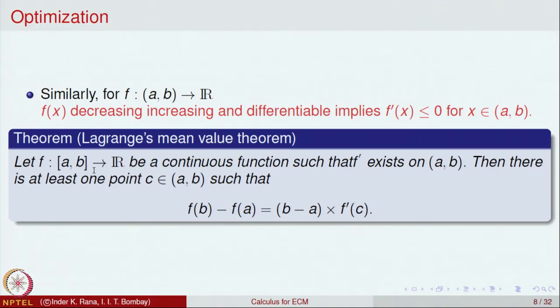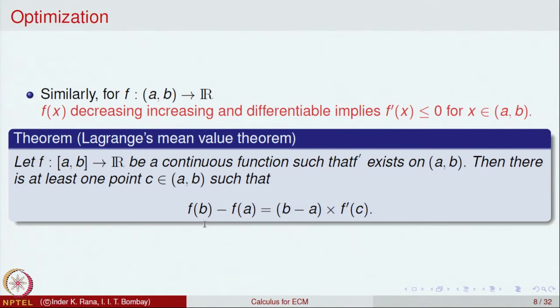Then the theorem says if these two conditions are satisfied, that the function is continuous in the closed bounded interval and differentiable in the open interval a b, then there is at least one point c belonging to the open interval a b such that the difference f of b minus f of a is equal to b minus a times f dash of c. This does not look like a very great result written this way, but let us rewrite this, assuming a is not equal to b, and divide. That gives you f of b minus f of a divided by b minus a is equal to f dash of c.